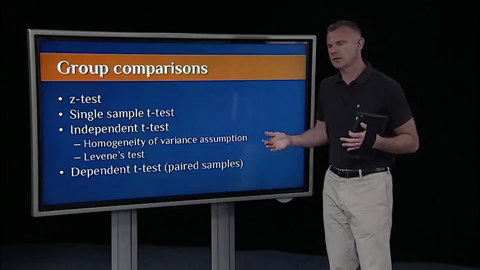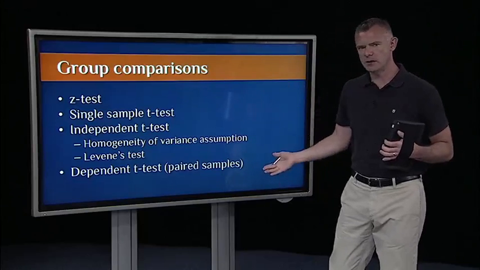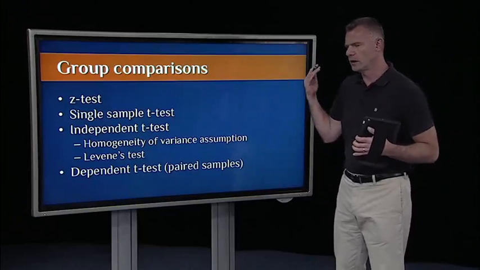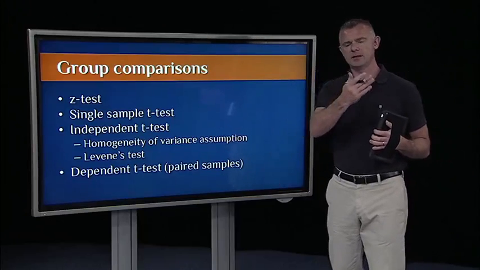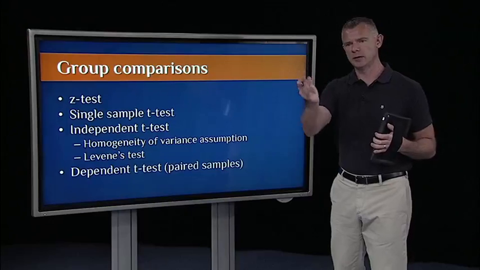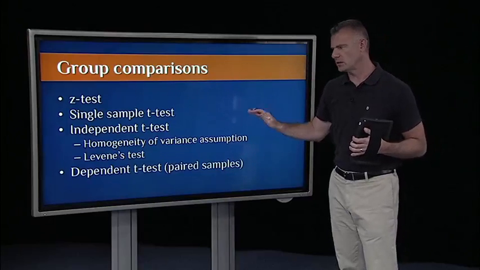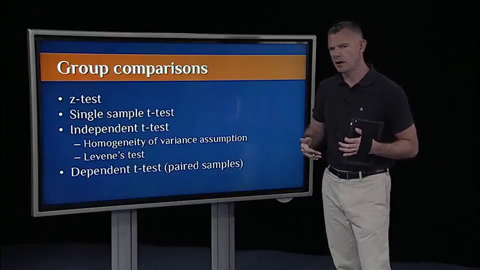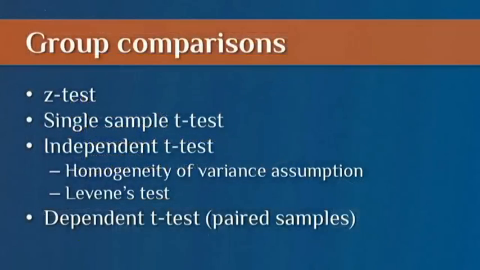The simplest group comparisons we started out with were just comparing, say, a sample mean to a population mean. And we did that with a z-test or a single sample t-test. Then we spent a little bit more time on the independent t and the dependent t.